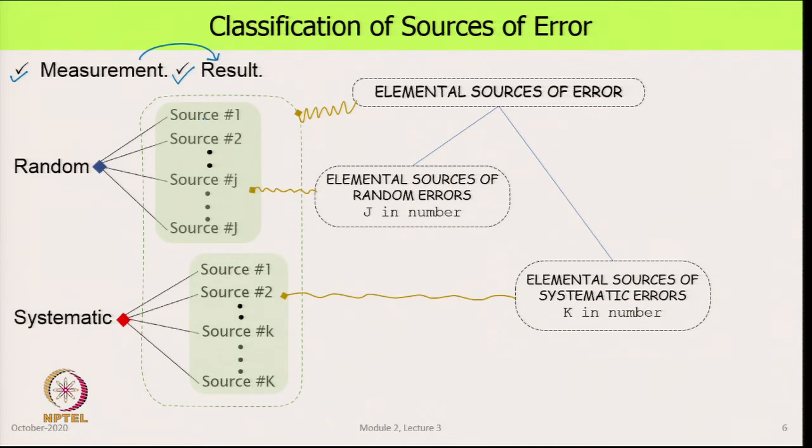So, the two broad categories of errors we have already seen. One is random errors, the other is systematic errors. Random errors themselves could have many elemental sources, and this we will call source number 1, source number 2, source number j, and so on until source number capital J. So, all these are elemental sources of random error. That is what it is here.